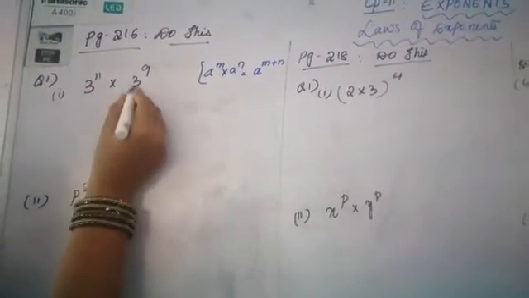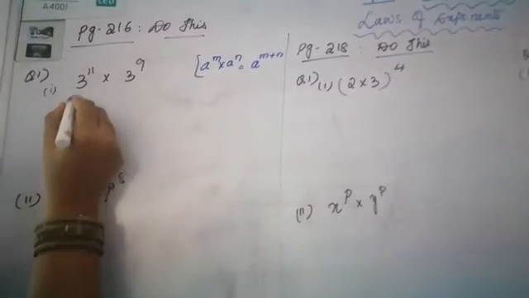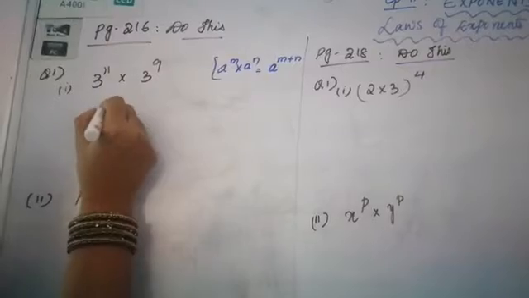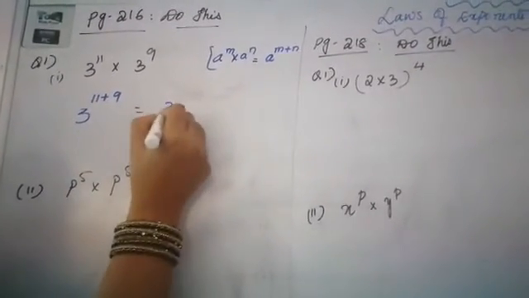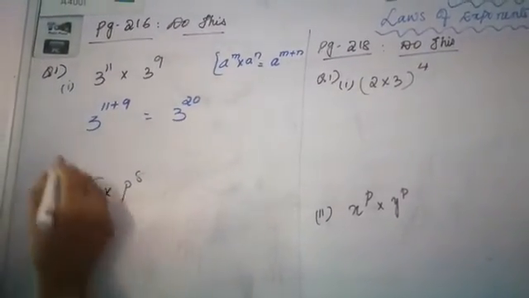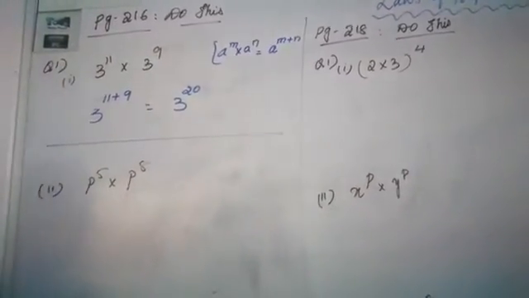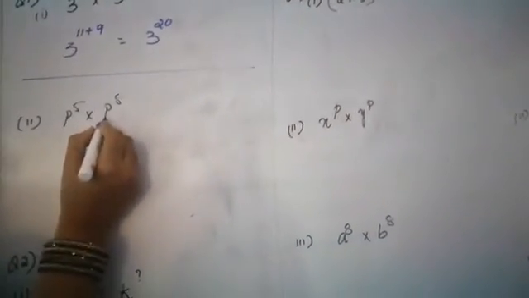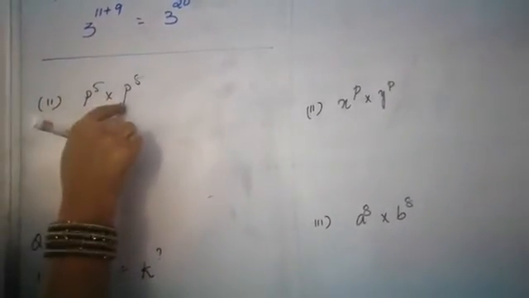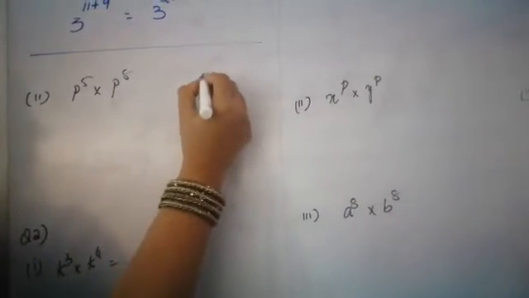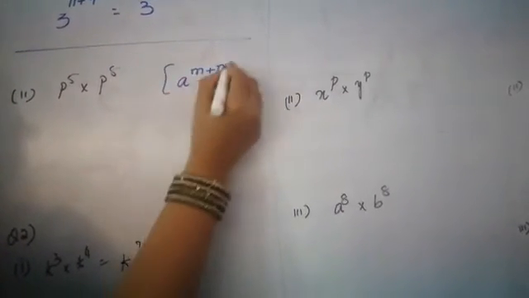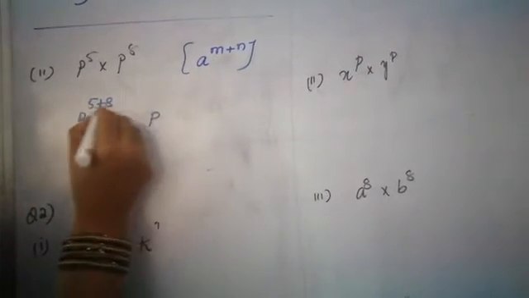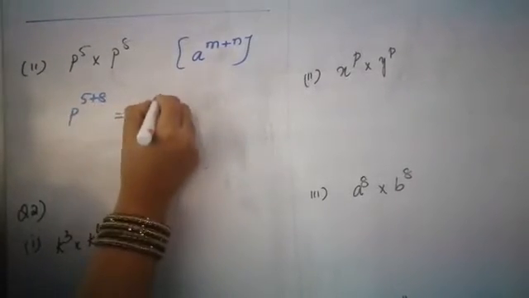Bases, you know very well, are the numbers down below. This 3 is the base. The bases are same, so powers must be added, 11 plus 9. So, 3 to the power of 20 is the answer. When the bases are same, powers must be added. Remember, children, here also bases are same, powers must be added. a to the power of m into a to the power of n is equal to a to the power of m plus n is the first law. So, p to the power of 5 plus 8, that is p to the power of 13 is the answer.